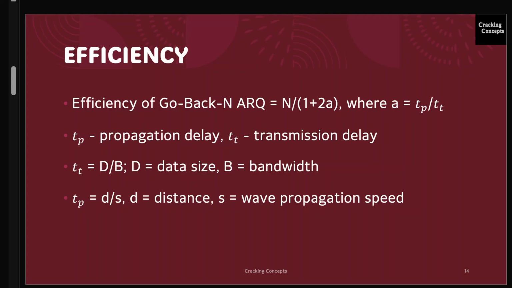Now, let us look into the efficiency of the Go-Back-N protocol. It is given by N/(1+2a), where a is given by Tp/Tt. Tp is the propagation delay and Tt is the transmission delay. Tt can be given by d/b, where d is the data size and b is the bandwidth. The propagation delay Tp can be given by distance divided by the wave propagation speed.